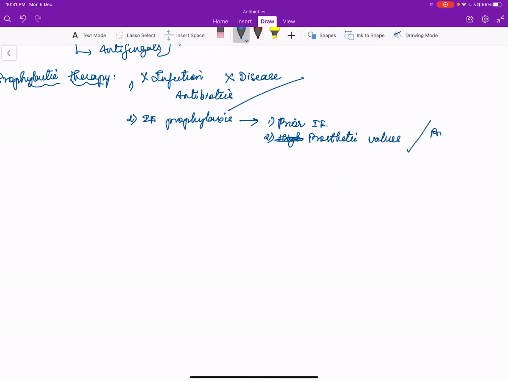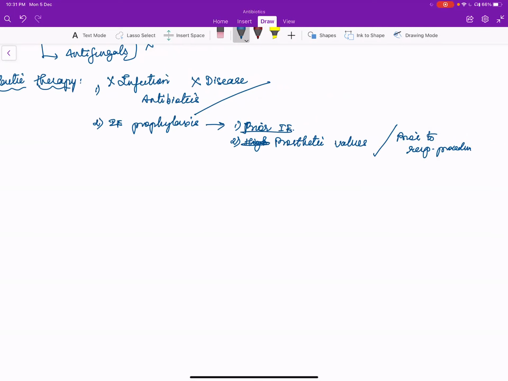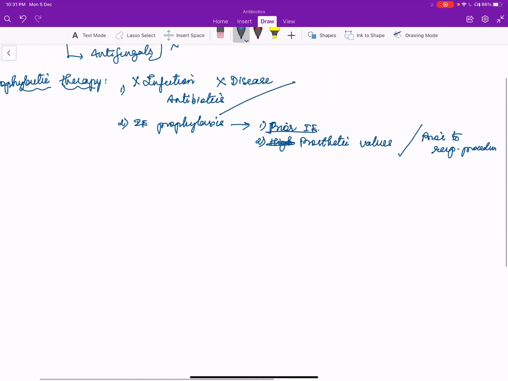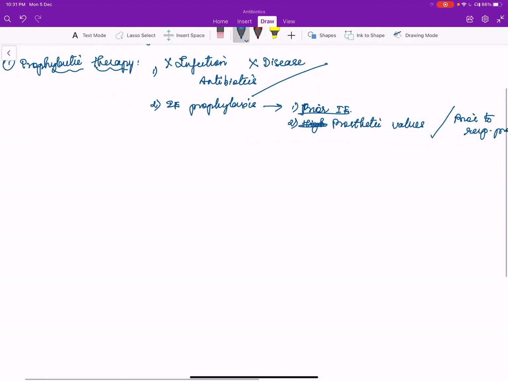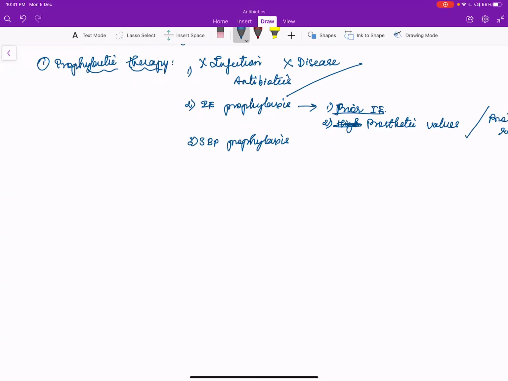The situation in which we give it is prior to some procedure, like a tooth extraction. We are planning a tooth extraction, and he has prior infective endocarditis, so we give him some antibiotic to prevent infection. We'll discuss which antibiotic later. Similarly, we have SBP prophylaxis. The patient has nephrotic syndrome or chronic liver disease and is at high risk of getting Escherichia coli infection. We give antibiotics like ciprofloxacin. It is prophylactic. Remember, prophylaxis is when the patient does not have infection or disease, but is prone to develop infection, so we give antibiotics.